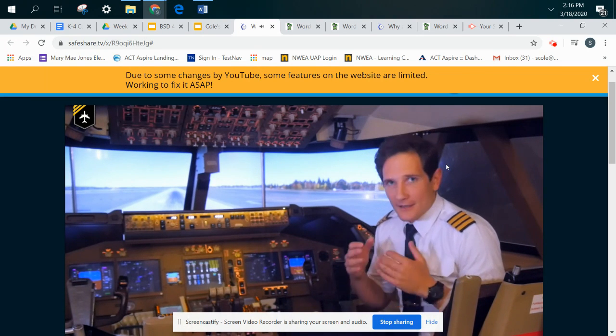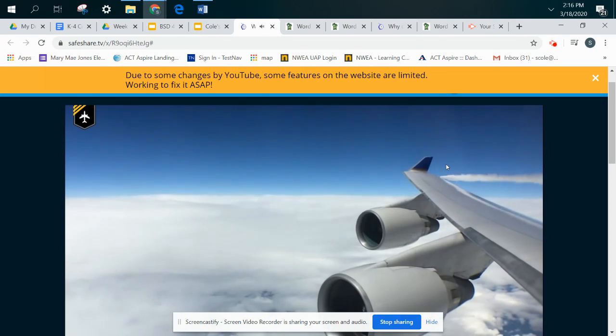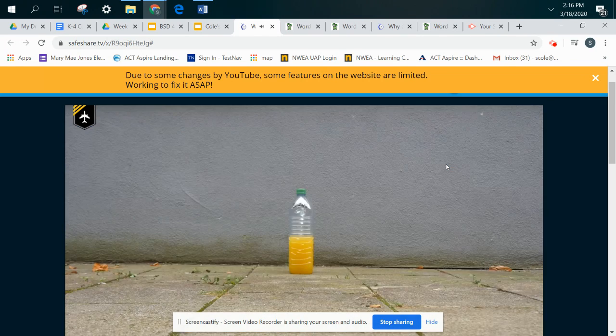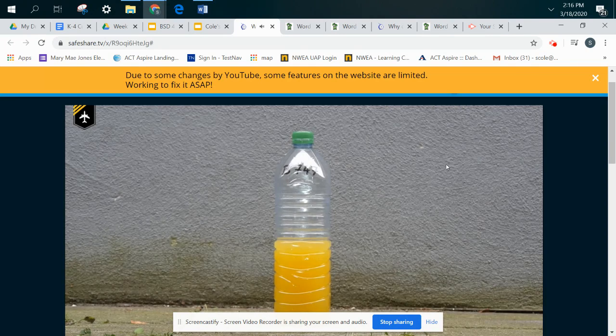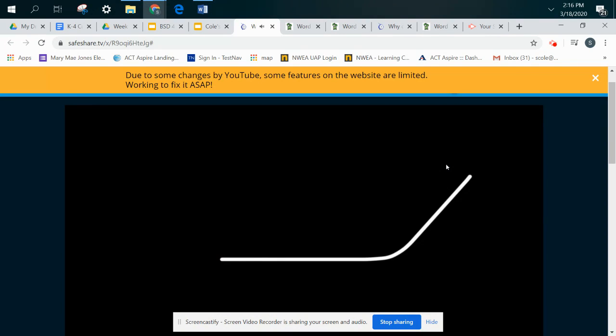Today we'll be taking a closer look at why the pilots of this plane are dumping fuel and what that's going to do with a plastic water bottle. So let's get started.